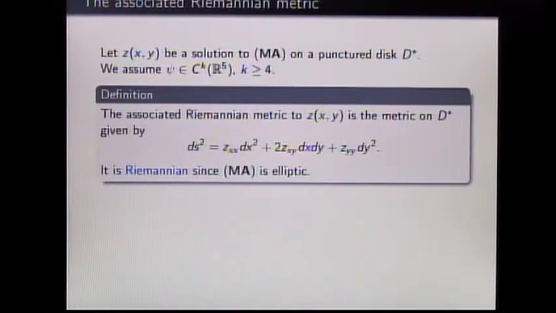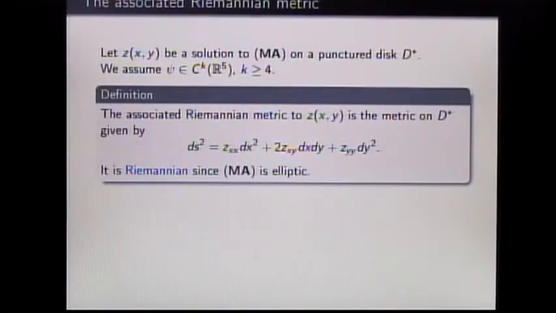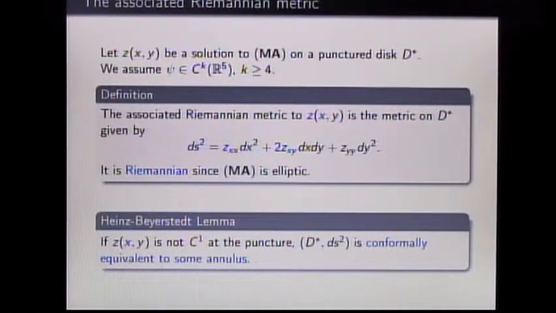If you have a solution of the pure Monge-Ampère equation, you can construct this two-form here in terms of the second derivatives of the solution. And it happens that because the solution is elliptic, is convex, this metric here is Riemannian. This two-form is positive definite. Okay? So here is the trick.